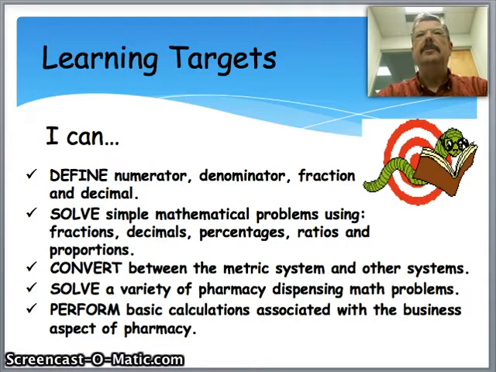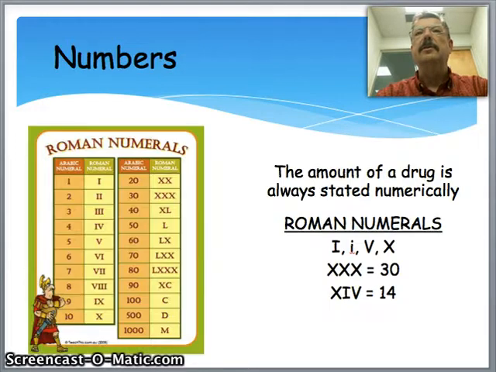The learning targets for today's class are: I can define numerator, denominator, fraction, and decimal; solve simple mathematical problems using fractions, decimals, percentages, ratios, and proportions; convert between the metric system and other systems; solve a variety of pharmacy dispensing math problems; and finally perform basic calculations associated with the business aspect of pharmacy.